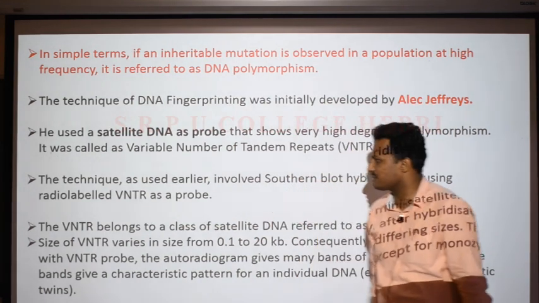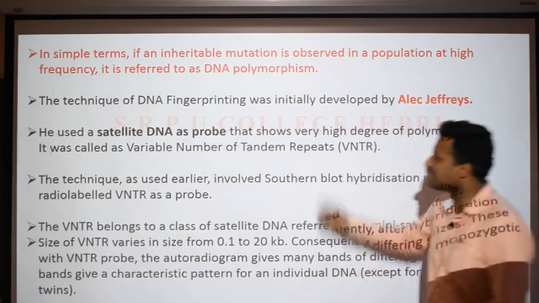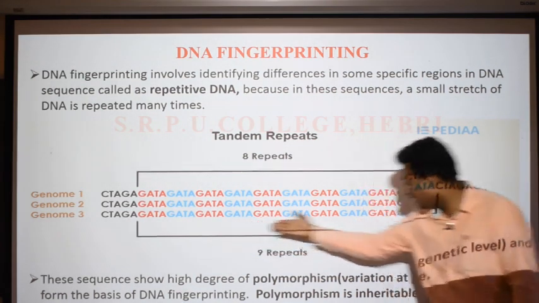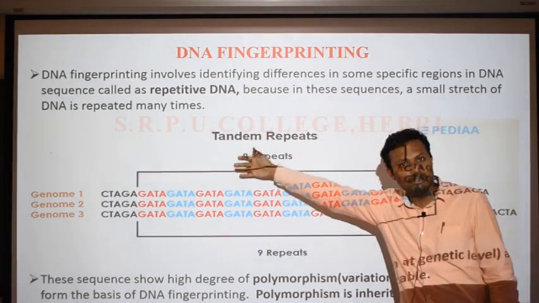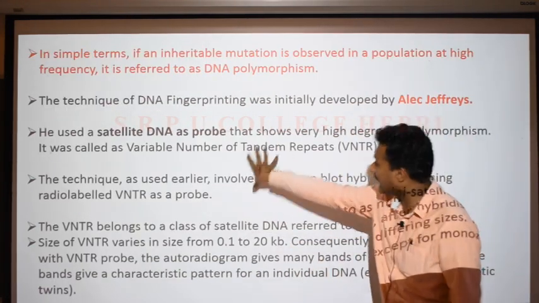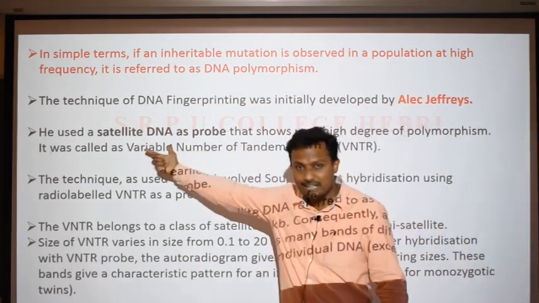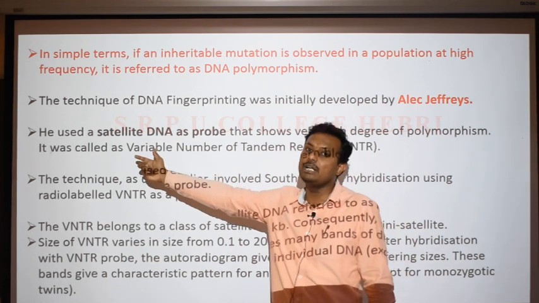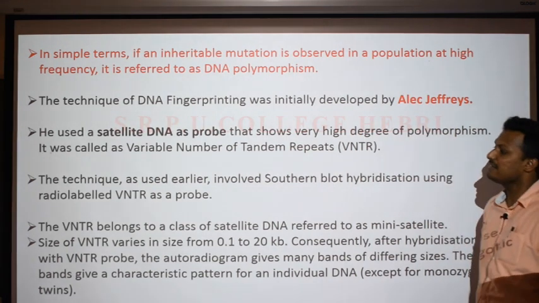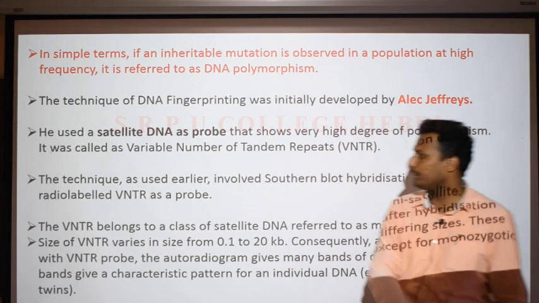So that technique was used here, along with variable number of tandem repeats. In the previous diagram we had seen 8 tandem repeats, here 9, in another 10, in another 15, in another 12. So this is what is called variable number of tandem repeats, and that was another thing used with respect to polymorphism, right? So when he used satellite DNA probes, one more technique he included is the variable number of tandem repeats, also called VNTR. Remember the full form of this one, it can be an important one mark question.